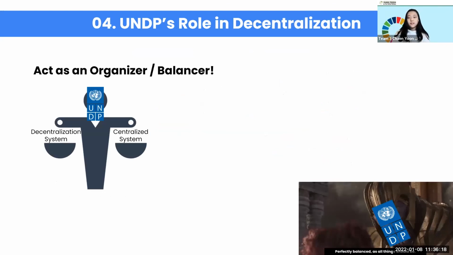Hello, my name is Yoon, and I'm currently attending Cornerstone Collegiate Academy of Seoul in South Korea. After researching COVID-19 decentralization and discussing with team members, we thought that UNDP's role in all of this would act as an organizer and balancer with foreign affairs.